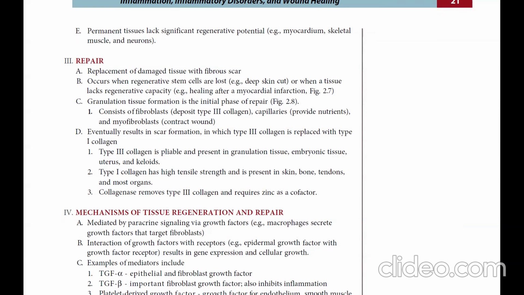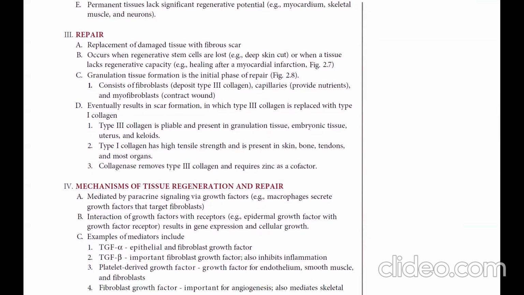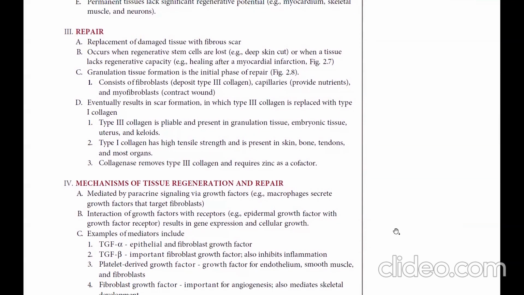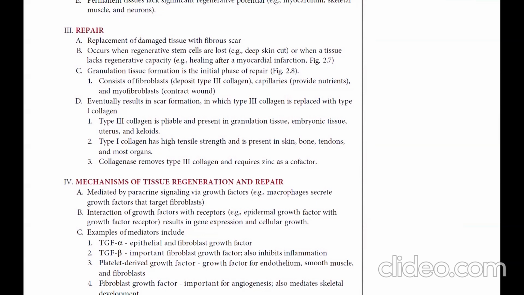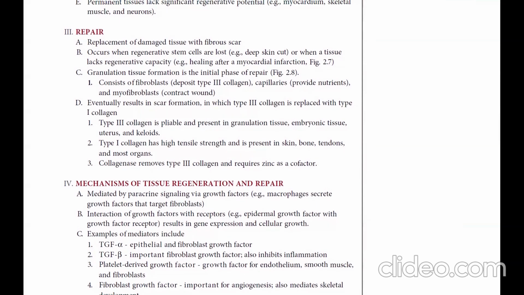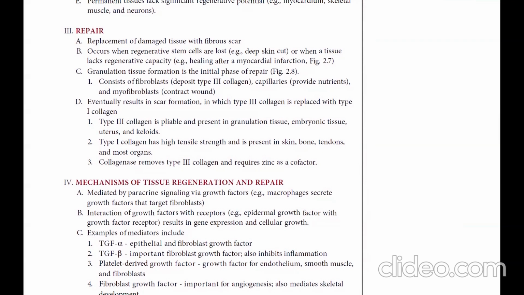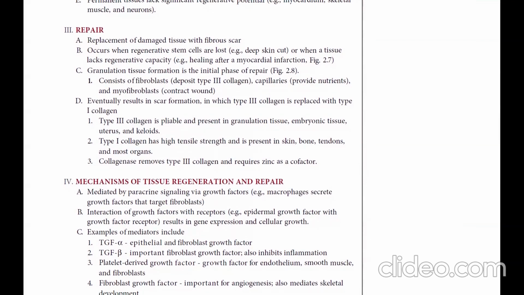Granulation tissue formation is the initial phase of repair. It consists of fibroblasts that deposit type 3 collagen, capillaries that provide nutrients, and myofibroblasts that contract the wound. The eventual result is scar formation, in which type 3 collagen is replaced with type 1 collagen.